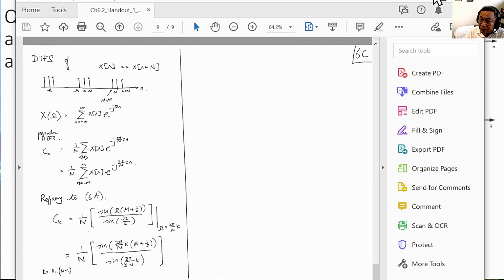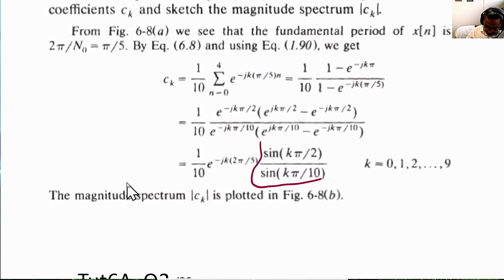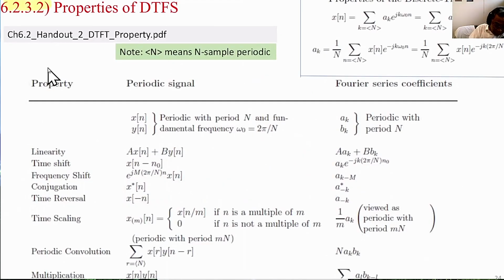But you'll notice that in this particular example, this pulse is delayed by, I think, 3 samples. So in that case, you realize that this part is the same, and we have introduced this property of time delay. To see the property, go to chapter 6.2.3.2, the properties of DTFS, see the time shift.